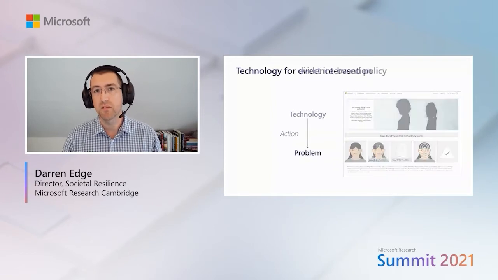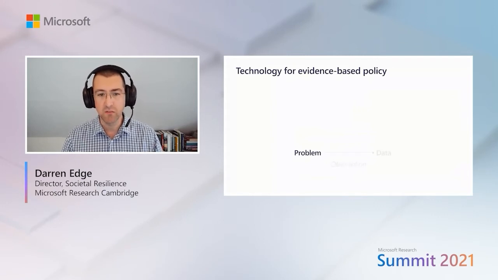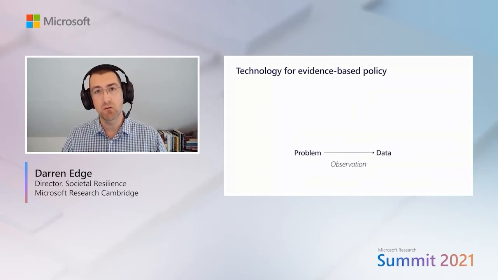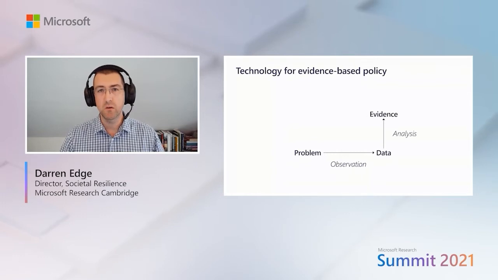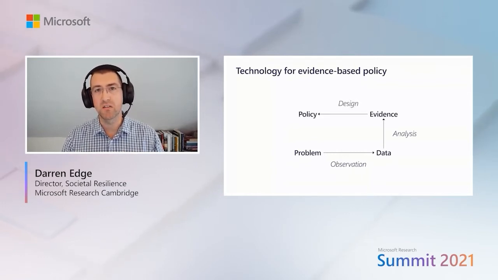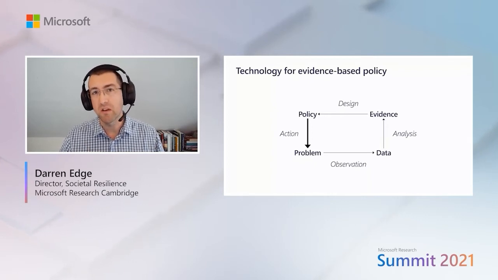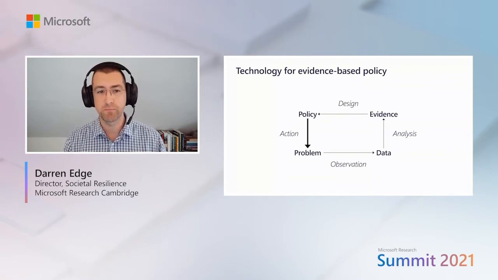But today I'm talking about a different kind of technology that supports evidence-based policy. And the idea here is that given a problem, we make observations that create data. With that data, we do analysis that creates evidence, and with the evidence, we design policies that allow us to allocate many more resources, many people and technology to take action against the problem. It's policy, not technology, that allows us to have the greatest impact on society, but technology plays a critical role in helping this to happen.